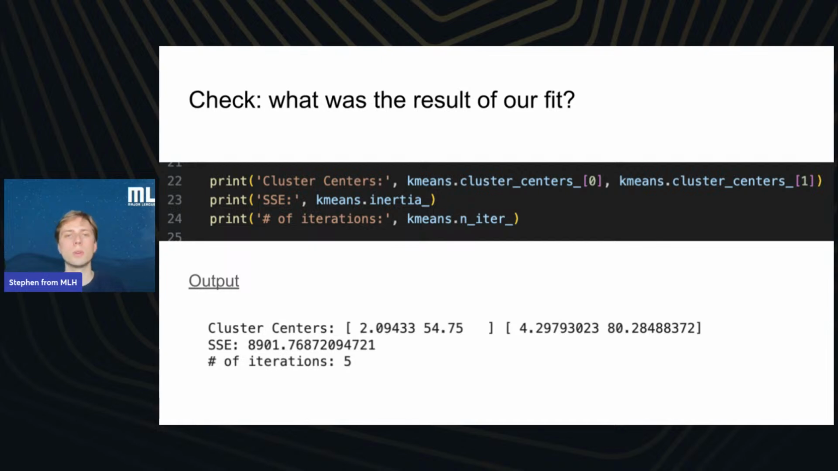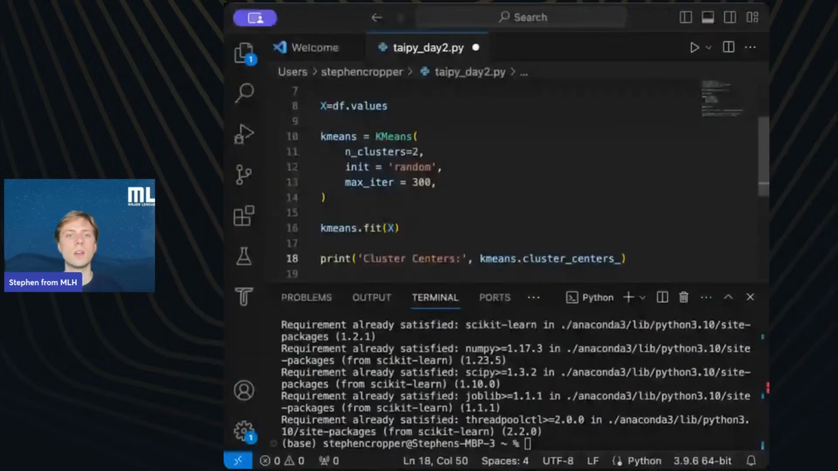And we'll also print cluster centers. So we type kmeans.cluster_centers_. That's an attribute that's already there for k-means. Right.